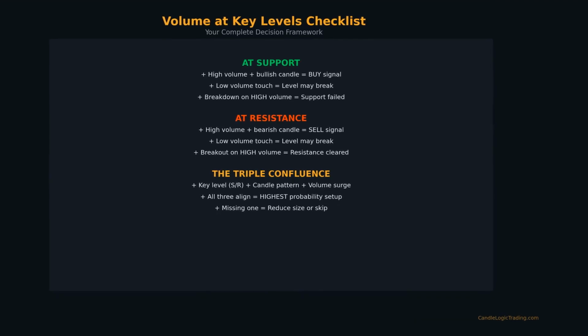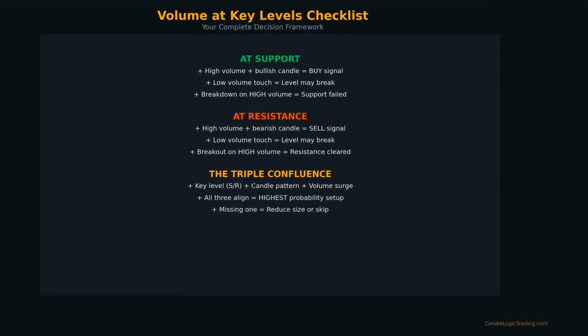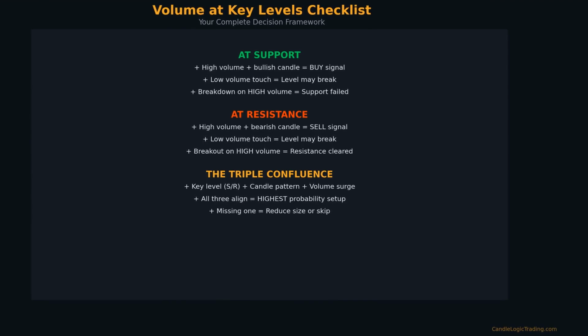Let me take a step back and show you the complete framework you have built over these last 5 lessons, because it is more powerful than you might realize. In Lesson 11, you learned that volume is the participation meter. It tells you how many people are involved in a move. In Lesson 12, you learned about climax volume. You now know that extreme volume spikes at the end of extended moves signal exhaustion, not continuation.